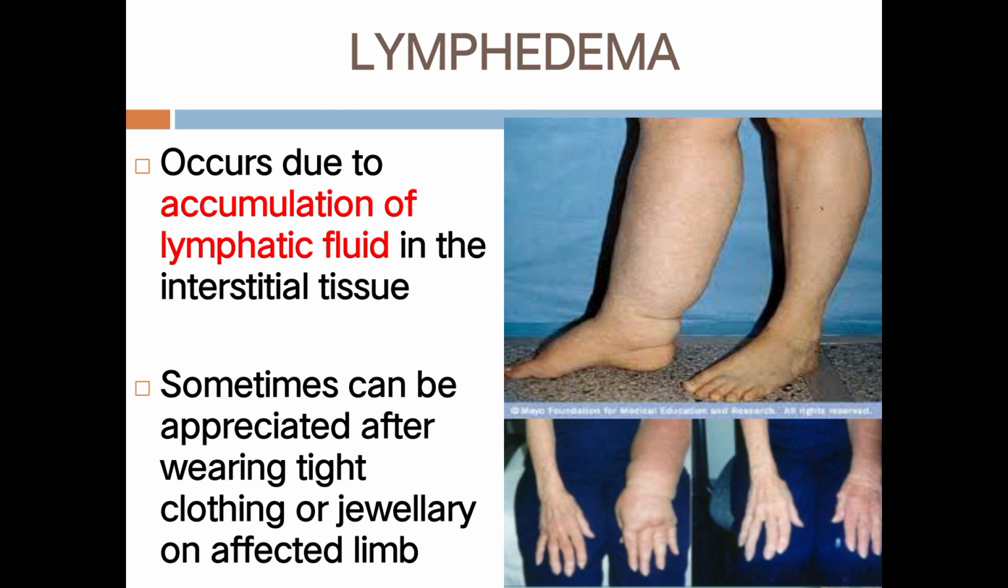Lymphedema occurs due to accumulation of lymphatic fluid in the interstitial tissue, sometimes appreciated after wearing tight clothing or jewelry on the affected limb. For example, if you keep a ring on your finger for a long time, the finger swells because the ring is no longer loose.